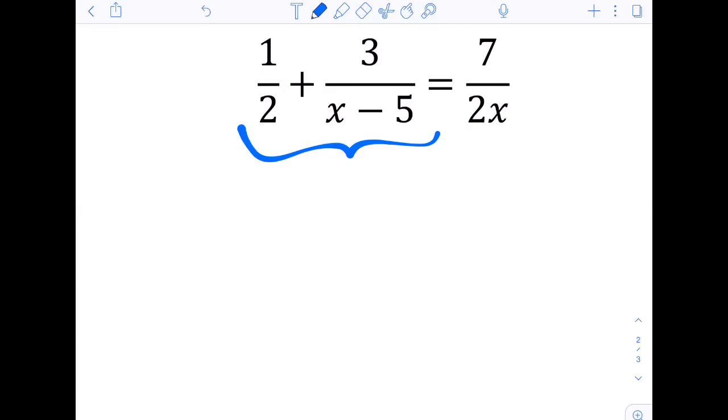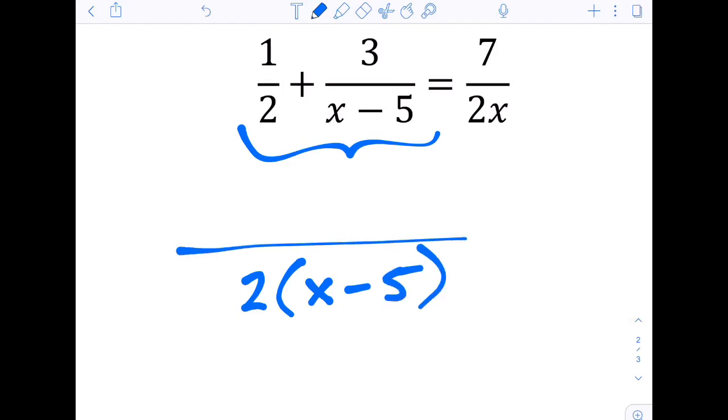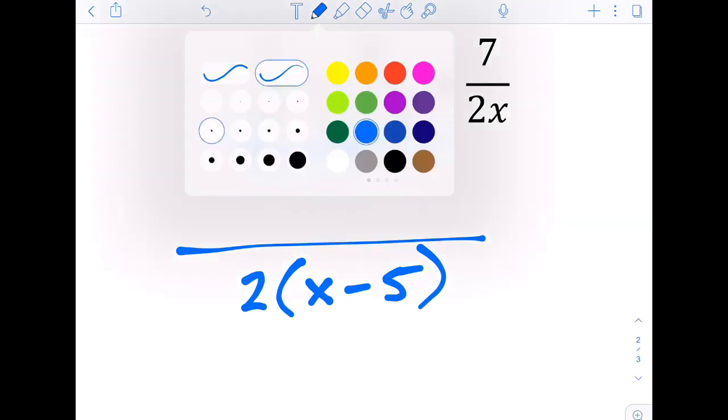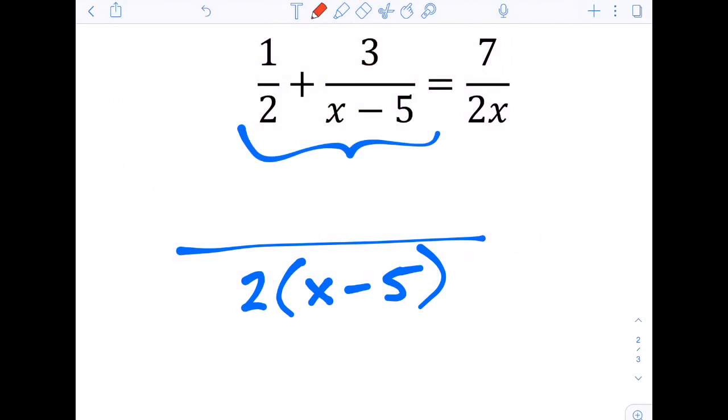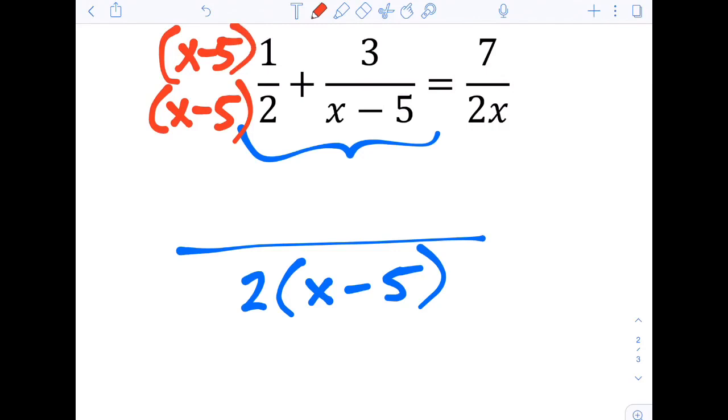In order to get a common denominator, what I can do is multiply those two denominators together. 2 times x minus 5 is 2 times (x minus 5). For our numerator, if I have 2(x minus 5) as my denominator, I need to multiply this side by x minus 5, and I need to multiply the top by x minus 5. So we'll have x minus 5 times 1, which is just x minus 5.